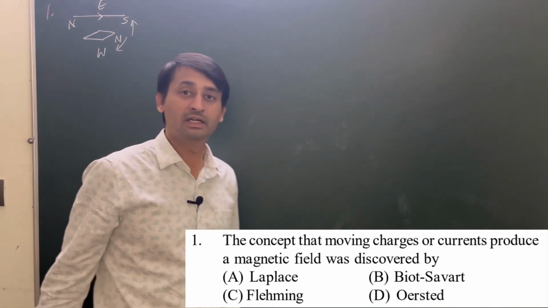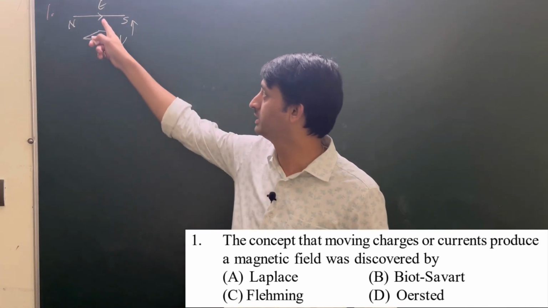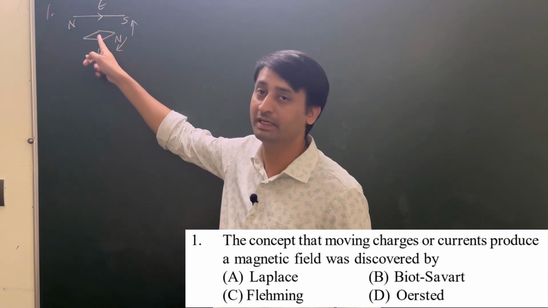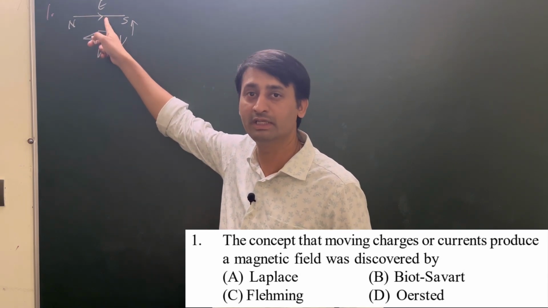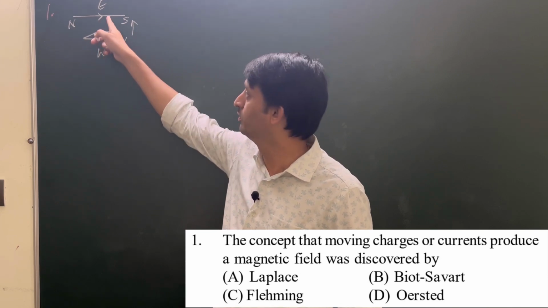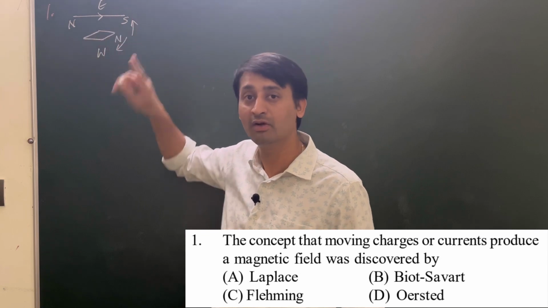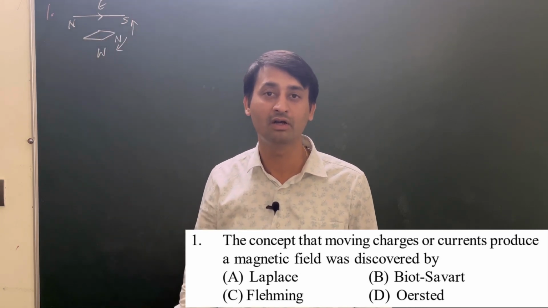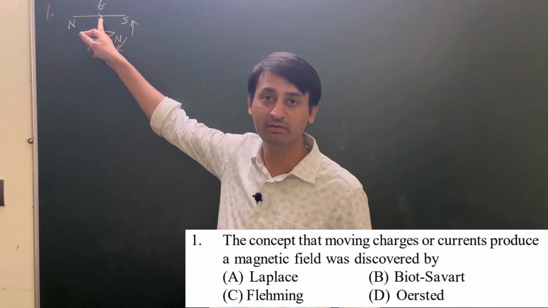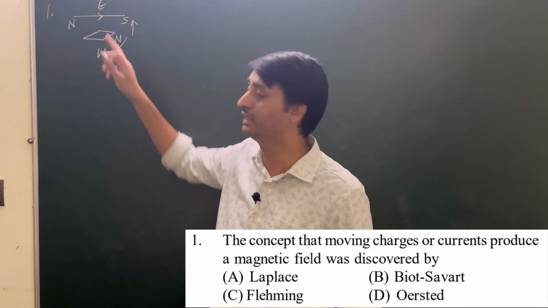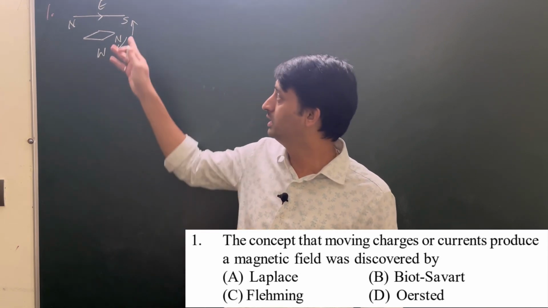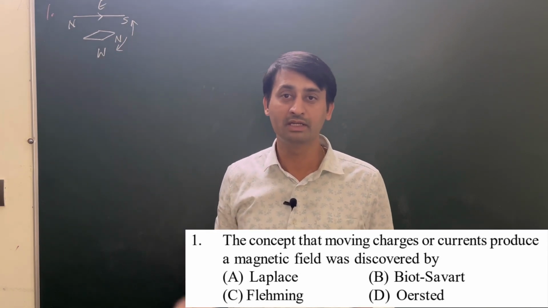And the deflection depended on the strength of the current and the distance from the wire to the magnetic needle. When the current was increased, the deflection in the magnetic needle increased. When the distance was decreased, the deflection also increased. And when the current was zero, the magnetic needle came back to its original position. These were some of the observations made in his experiment.